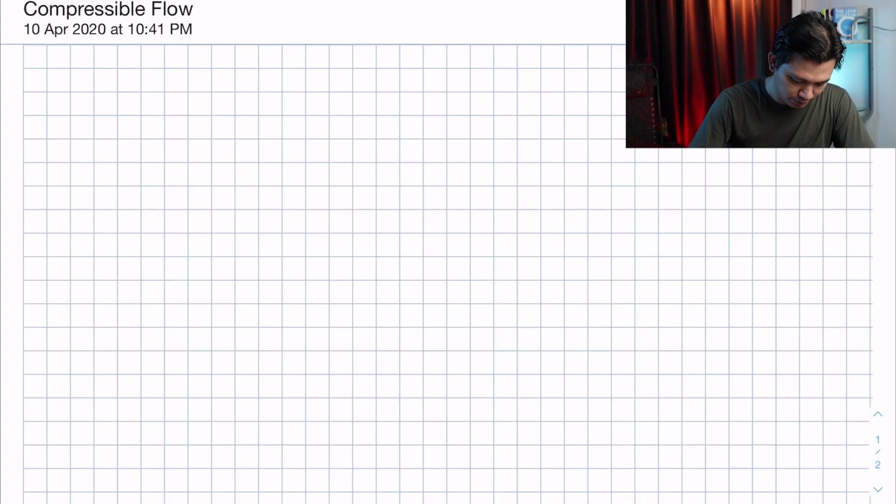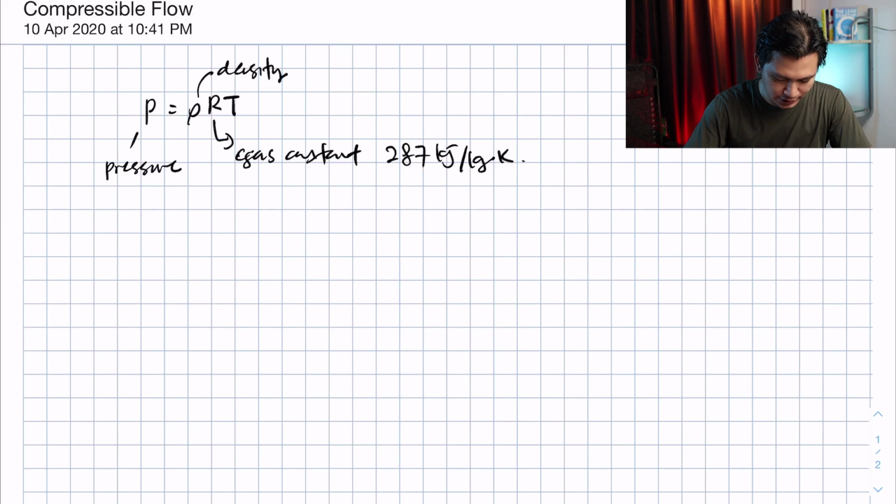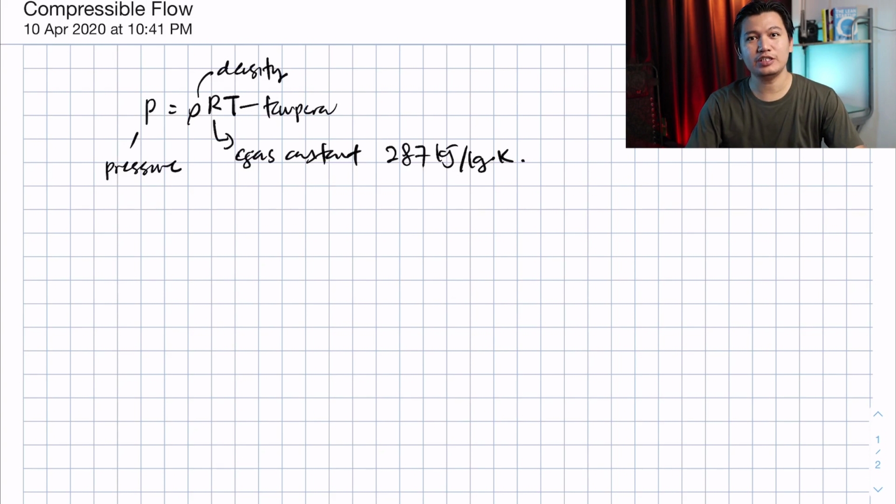First of all, to study compressible flow, we usually need to use the ideal gas relationship. That relationship is P equal to rho RT. So P here is pressure, rho is density, R is the gas constant, that is 287 joule per kilogram Kelvin, and T is temperature. When we use this equation, you need to make sure that the temperature is in Kelvin.